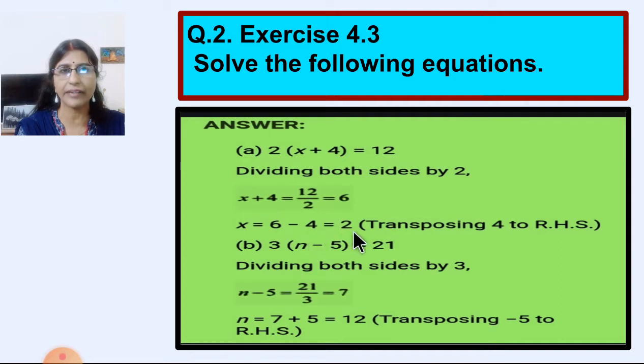When you take it to the right side, see it's written, transposing 4 to RHS. So you will get 6 minus 4, which is equal to 2. Now next question 3.